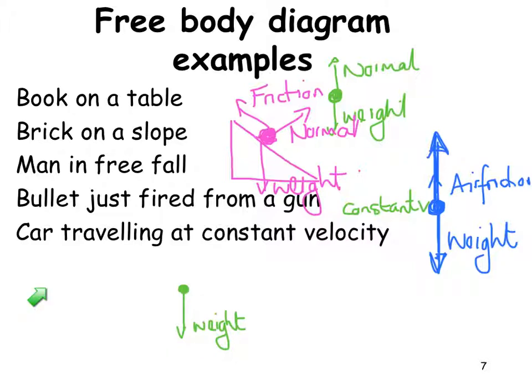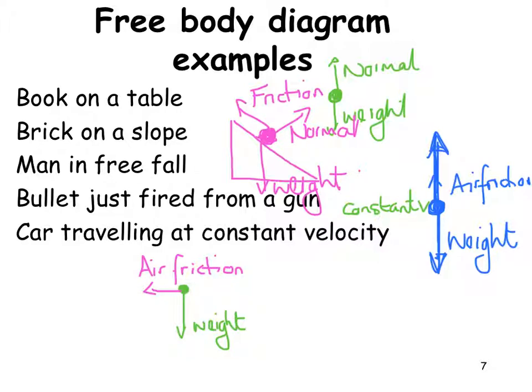As a bullet is fired from the gun, there is an initial thrust. There is a force. But once it's gone out the barrel of the gun and it's in free fall, there are no forces driving it forward. In fact, all the time it is slowing down and it is experiencing a resistant force of air friction. Those are the only two forces acting on that body.